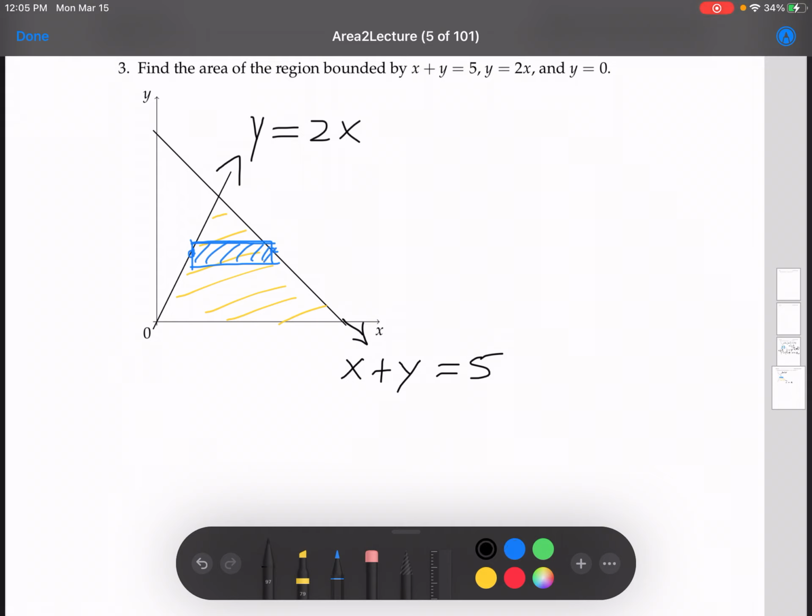And we'll first compute dA. So dA is a length and a width. So we're going to have a length and then a width. Remember, our width is dy. So our width is dy. And that's this little width right here, dy.